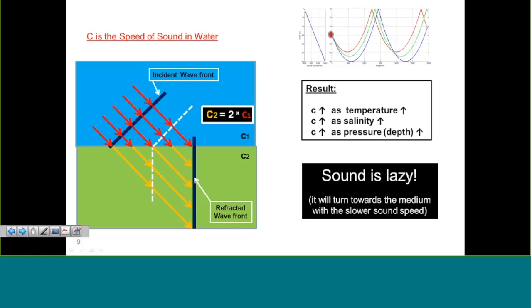I always like to say sound is really lazy. Given a choice, the wavefront will turn, as you can see what's going on here, it'll turn towards the slower sound speed. To give you an idea of propagation and of rays in the ocean, this is not atypical. The sound here is trying to avoid the faster, deeper speed, so it bends away from that, reflects off the surface, and continues on.